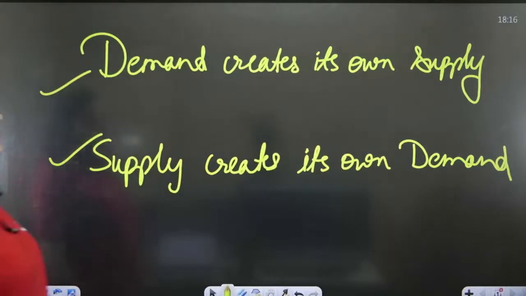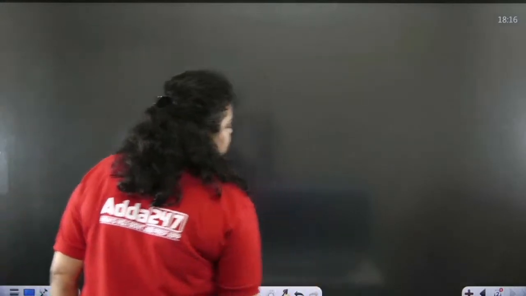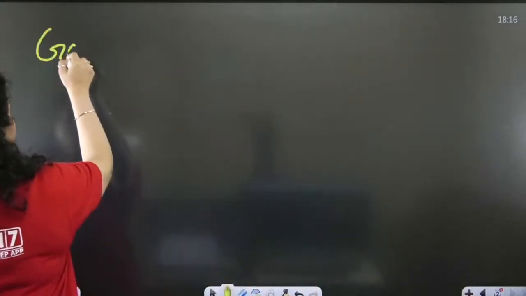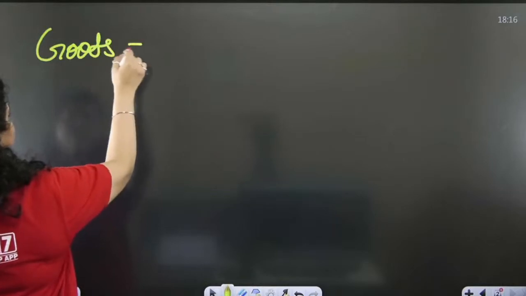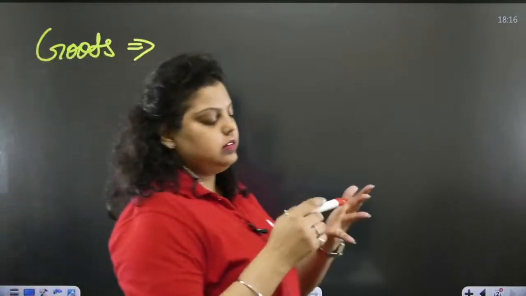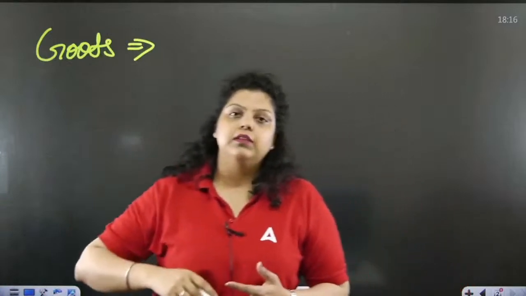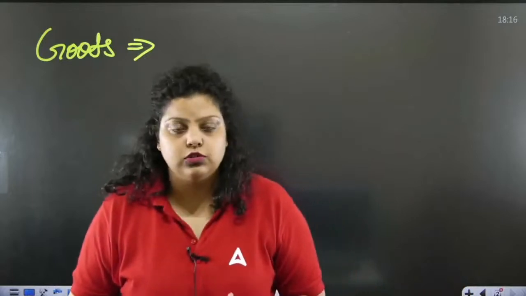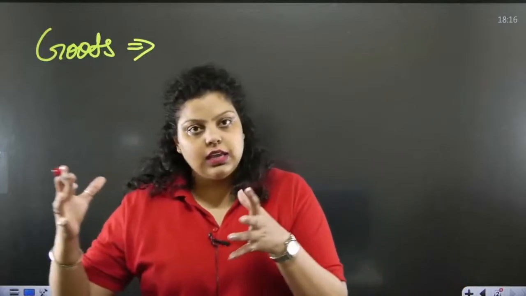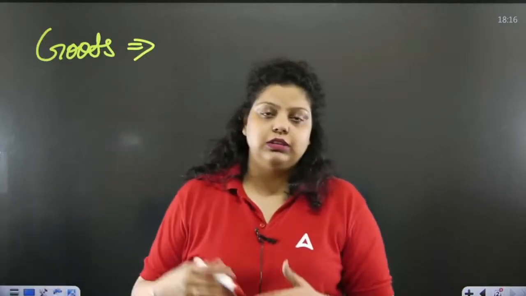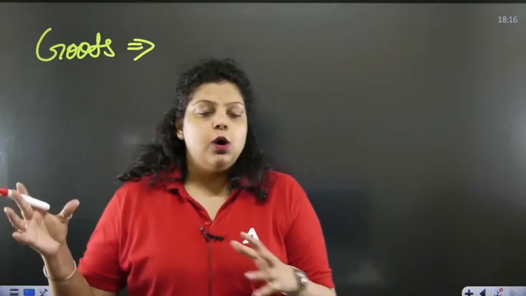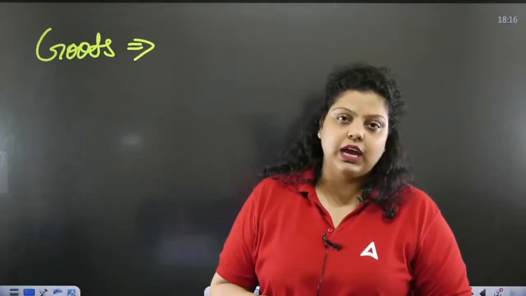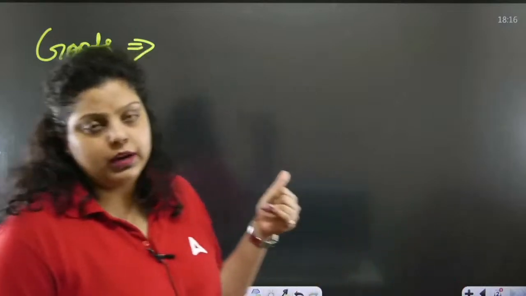Okay, so this is what we have discussed, and apart from that, we have discussed the types of goods. We have discussed normal goods and competitive goods. The competitive goods are also known as substitute goods. Then we have discussed complementary goods, inferior goods, Giffen goods, and Veblen goods. All these 6 to 7 types of goods we have discussed in part 1 of your demand and supply.